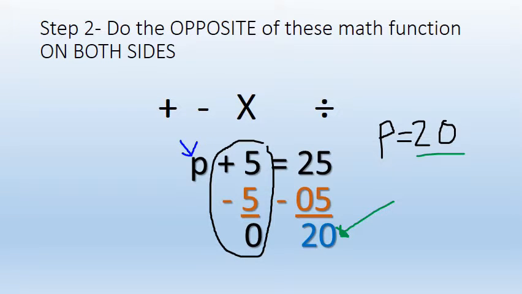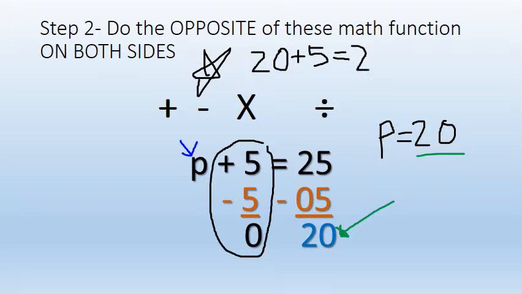So I'll do this right up here to show my work. 20 plus 5 really does equal 25. So our answer is correct. We did everything right. Nice job. Get ready for another example.